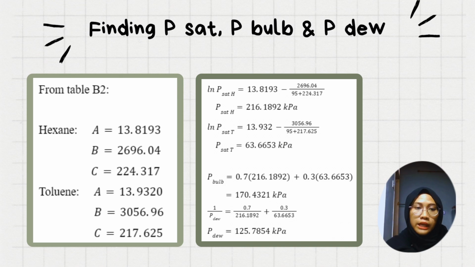We can get 179.4321 kPa for P bubble. And then for P dew, we just key in the values into the formula of 1 over P dew equals x1 over P sat 1 plus x2 over P sat 2. We can get the value for P dew, which is 125.785 kPa.